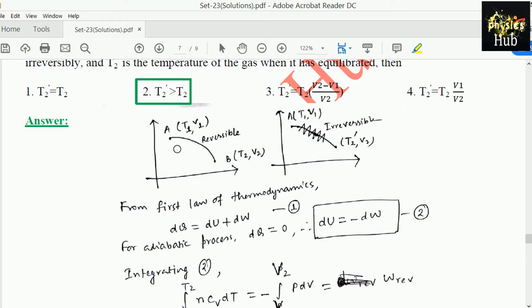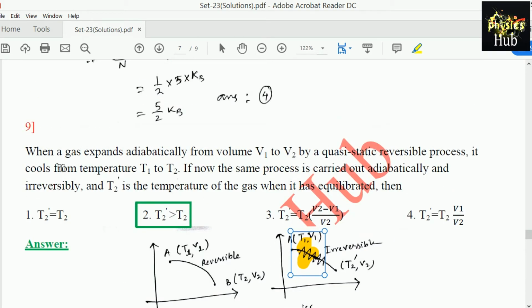So suppose this is the initial point, this is the final point. From T1 V1 to T2 V2 it has come reversibly, and from T1 V1 to T2 prime V2 prime. Now to differentiate from reversible, we have done this type of zigzag thing; it denotes irreversible. From the first law of thermodynamics, dq equals du plus dw.